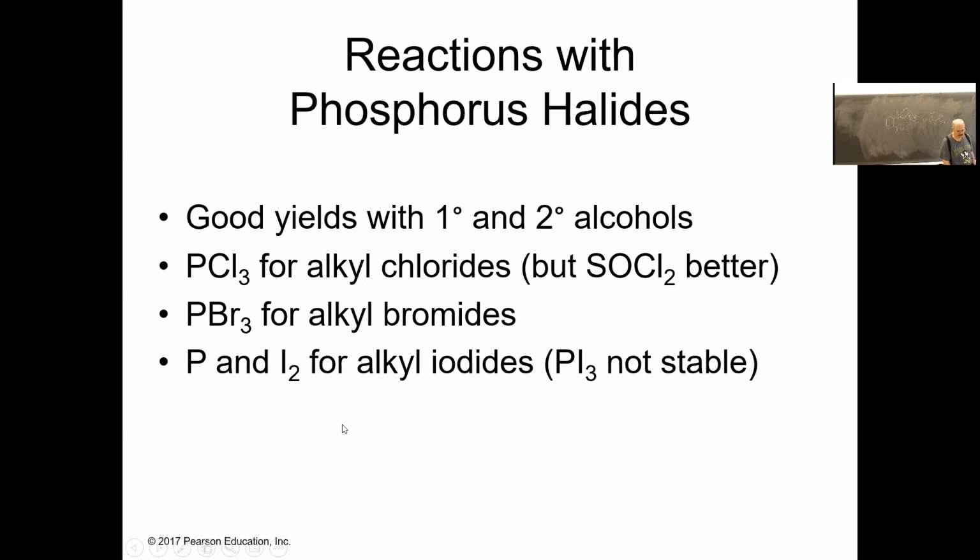And then to convert alcohols into alkyl iodides, one way of doing that is to combine elemental phosphorus and elemental iodine. These will spontaneously react to form PI3. PI3 is difficult to store. It doesn't have a long shelf life.